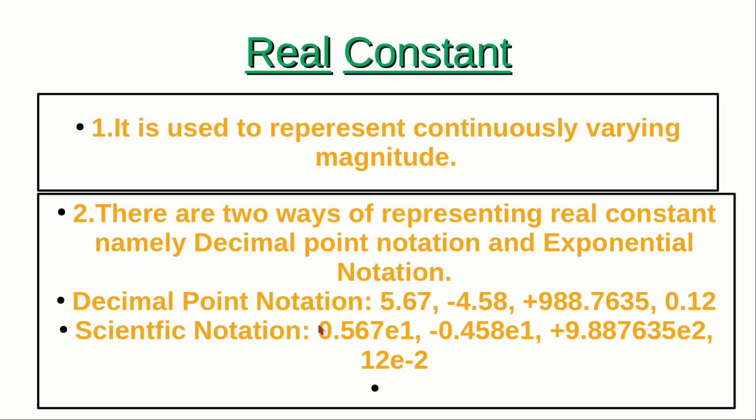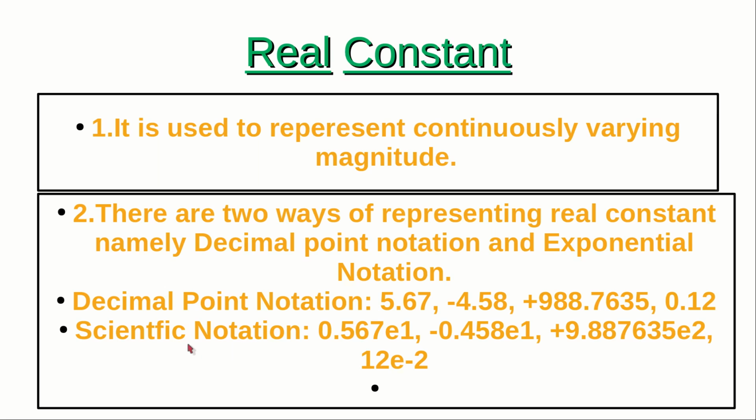So in decimal point notation, an integral value is followed by decimal point and fractional part. So here 5.67 is an example for real constant. Similarly, -4.58 is an example for real constant. Here the minus sign represents that this is a signed real constant and it refers to a negative value. Similarly, +988.7635 is an example for positive real constant. 0.12 is also an example for real constant.